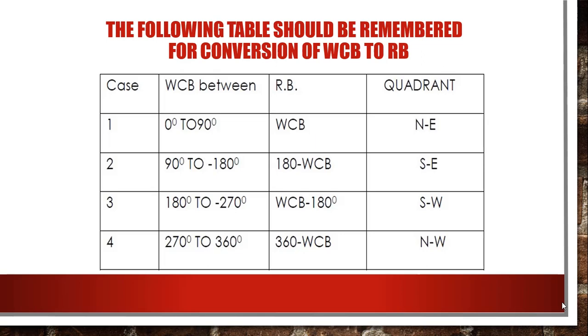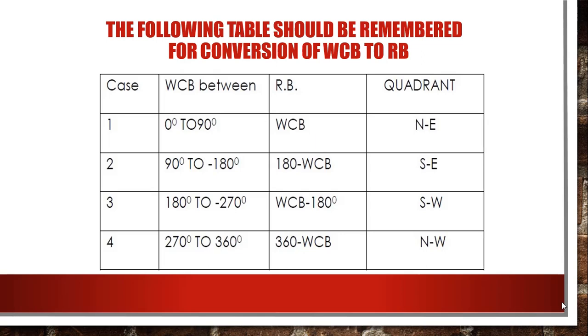the quadrant is southeast quadrant. For the third case, if the bearing of a line lies between 180 degree to 270 degree, for getting the reduced bearing, you have to deduct 180 degree from whole circle bearing, and the quadrant is southwest quadrant. For the fourth case, if the bearing of a line lies between 270 degree to 360 degree, then for getting the RB, you have to deduct whole circle bearing from 360 degree, and the quadrant is northwest quadrant.